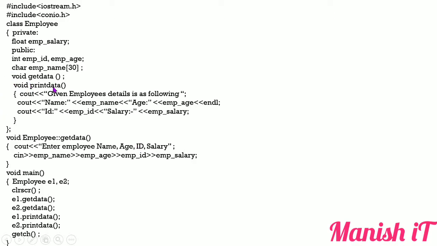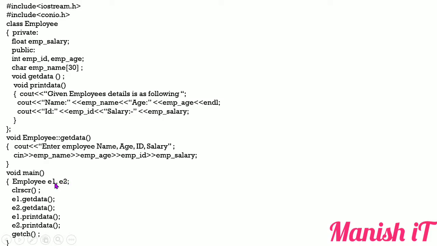And what is the statement of void print data? Whatever details are entered by the user, those same details are printed by void print data. Every program starts from our main function. So inside the main function, I have declared employee e1, e2. e1 is one object, e2 is another object.